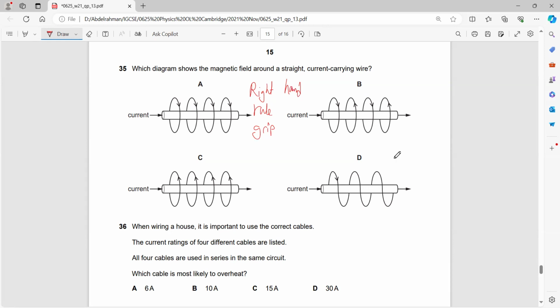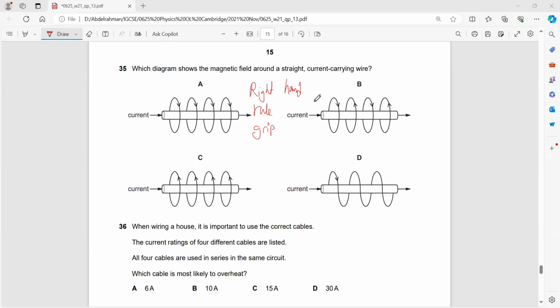around the wire, which is directed towards you as well. Again, your thumb is moving to the right. Use your right hand rule, not your left hand rule. Most of you have used your left hand rule, which is wrong. You cannot use your left hand in this question. You have to use your right hand.